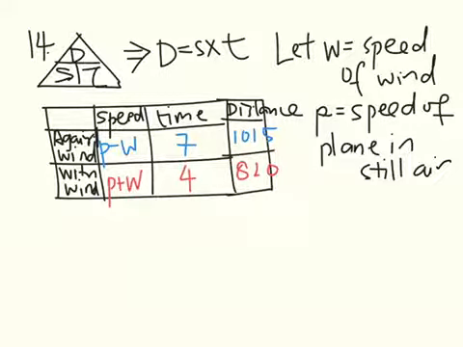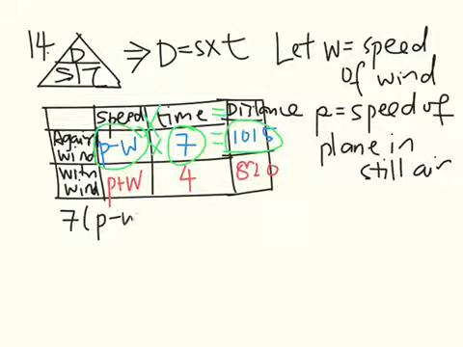So now we're going to use these two scenarios to set up our system. We know that speed times time equals the distance. So the first equation, the speed times the time, equals this distance. So it's 7 times (P minus W) equals 1,015.